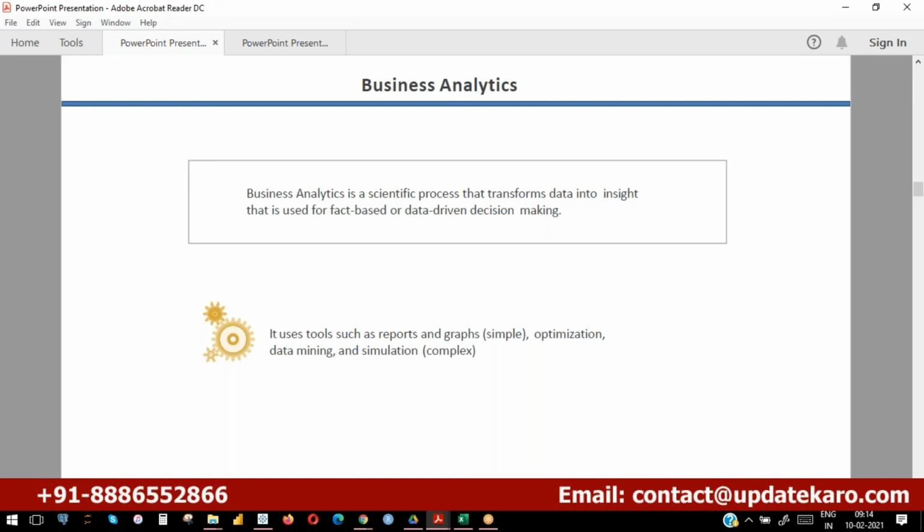So it uses tools such as reports, simple graphs, optimization, data mining, and simulation. So business analytics is all about using these tools like reports, graphs, data mining, simulations and optimizations. All these things are done in business analytics.